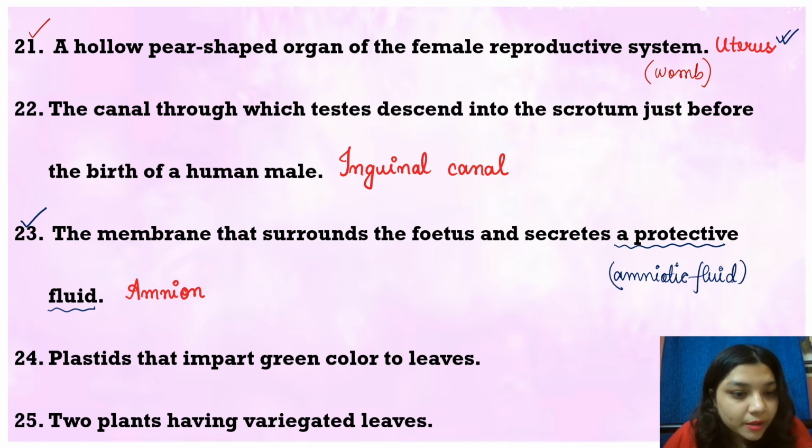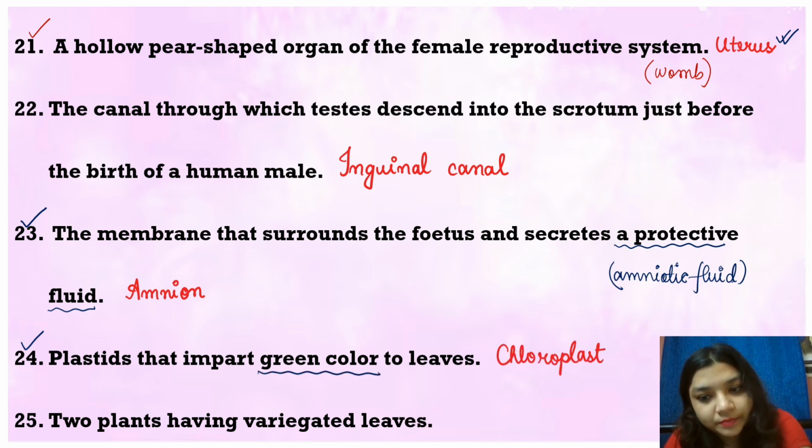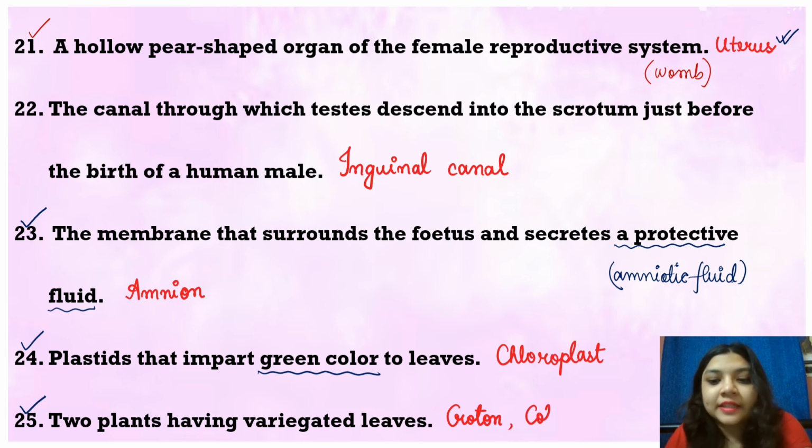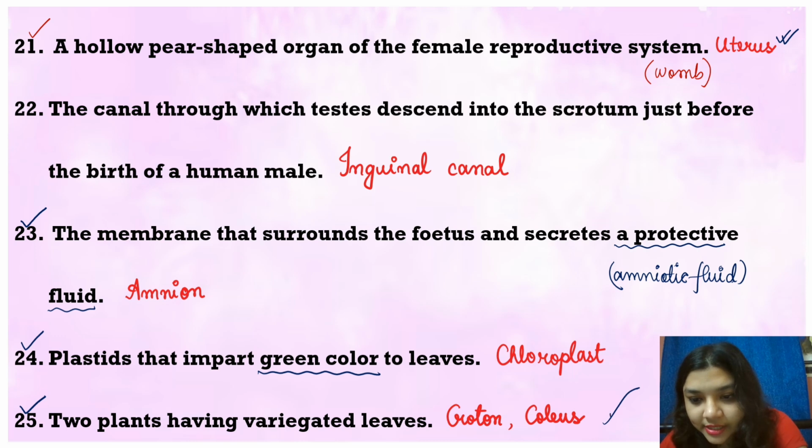Okay, now plastids that impart green color to the leaves. So we all know, right? Green color means it is the chloroplast. Then two plants that have variegated leaves. The answer will be one is croton and the other is coleus. So variegated leaf basically means, say this is a leaf and within it there will be certain parts which are green in color, and on the other hand there will be certain parts which are non-green in color, some kind of other color. So these are the leaves which are known as variegated leaves.